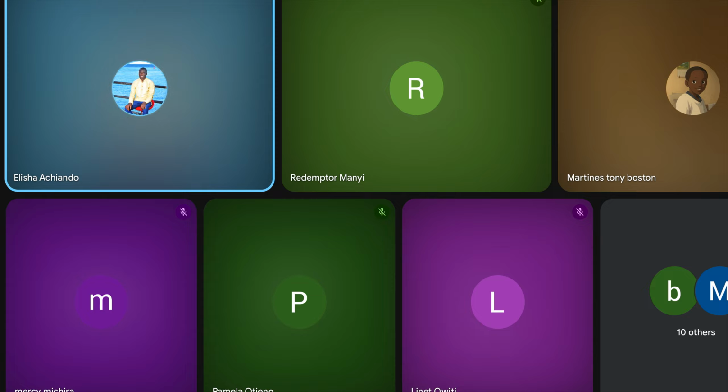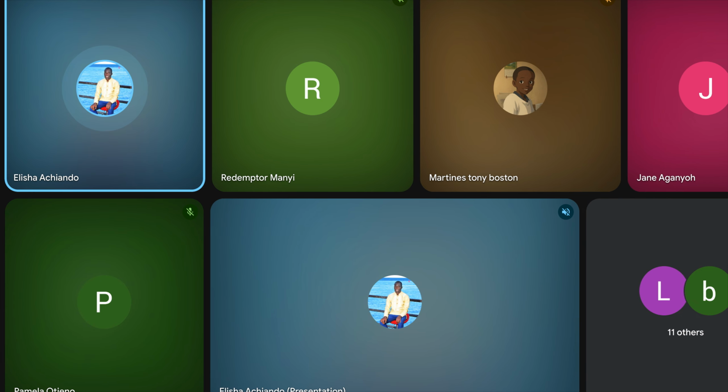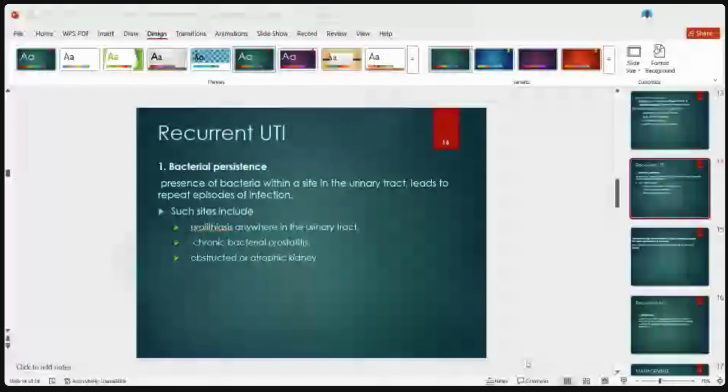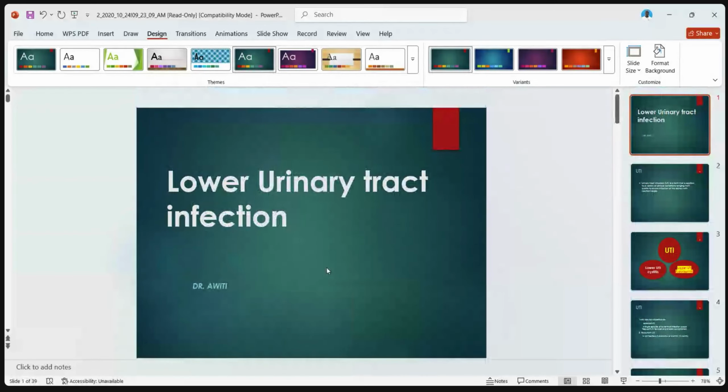Now we want to proceed by understanding the infection of the urinary tract system. And so I want to welcome us on board. I know you have actually appreciated this at some point. I will talk about the lower and then I will talk about the upper urinary tract infections. So let's start with: what do you understand by the term urinary tract infection?